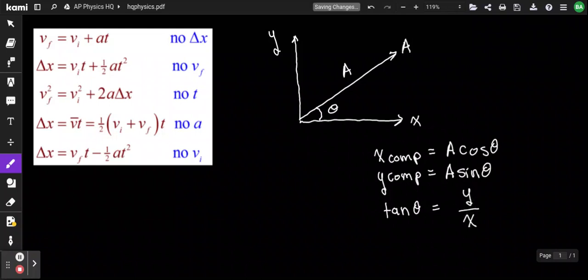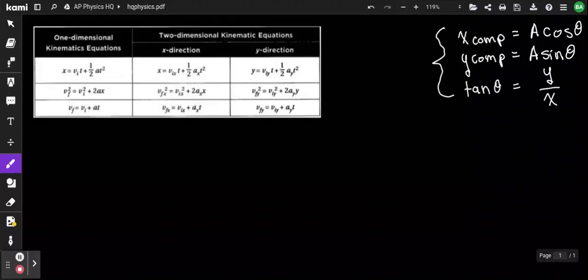So these are different ways that we can find x, y components if we're given the magnitude and the angle, or how we can find the angle given y and x, and also the magnitude of the vector. Kinematics has a lot of vector quantities: velocity, acceleration, and displacement. And using these trigonometric identities, we can convert these equations that we know from 1 dimensional to 2 dimensional.